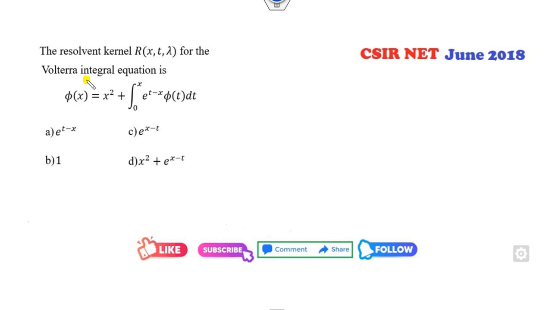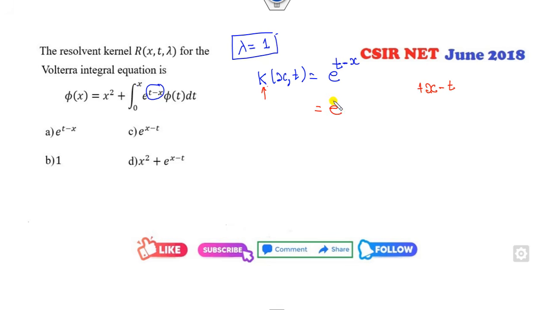Okay, look at this one. Again, it's a Volterra equation from 0 to x. What is the lambda? Lambda is my 1. But you can see here, it is t minus x. Make sure whenever you are defining the kernel, it should be in the form of x minus t. The coefficient of x must be positive, so I can make it positive first.